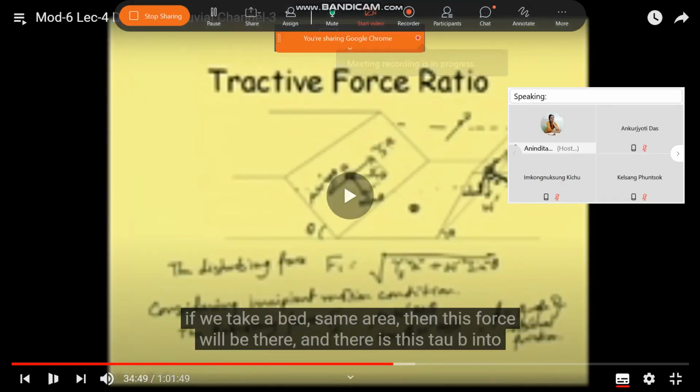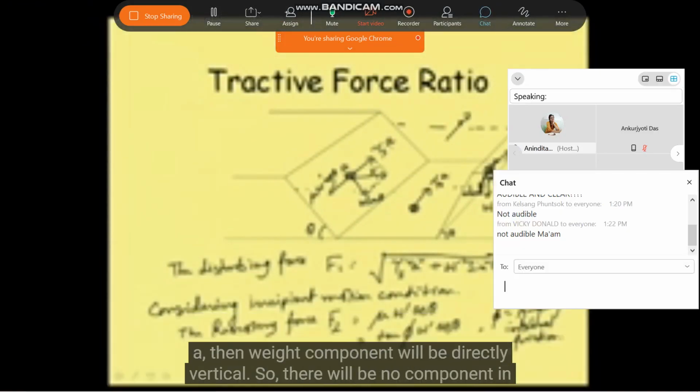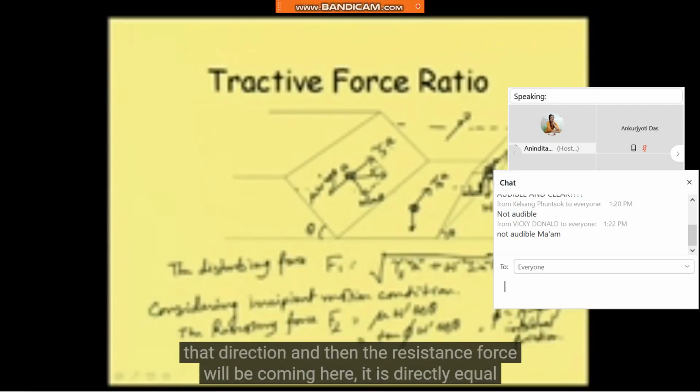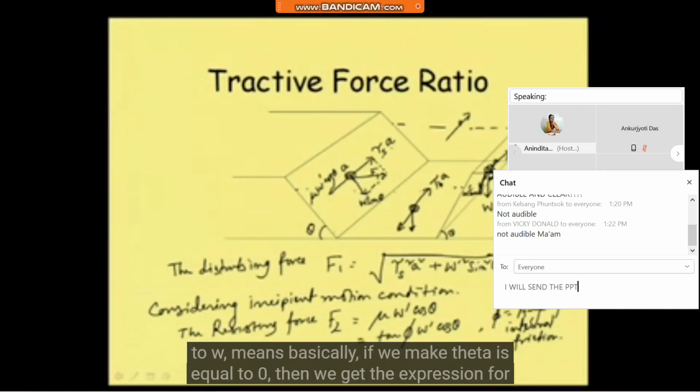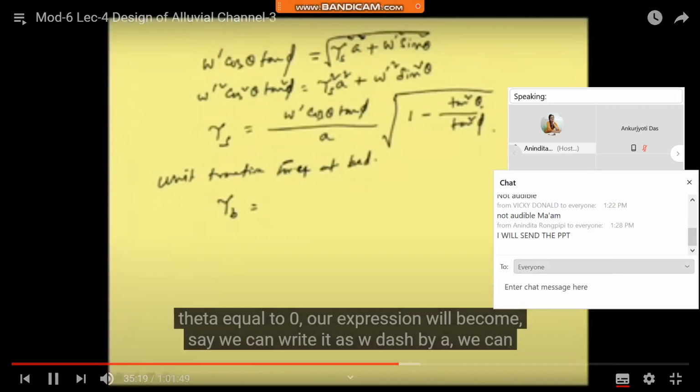Same area, then this force will be there, and this is tau b into A. The weight component will be directly vertical, so there will be no component in that direction, and then the resistance force will be coming here. It is directly equal to W. Basically, if we make theta equal to 0, then we get the expression.